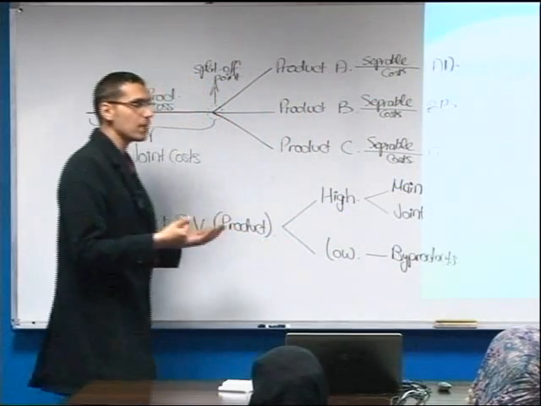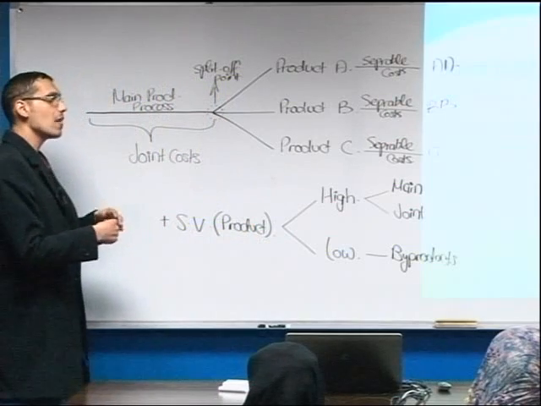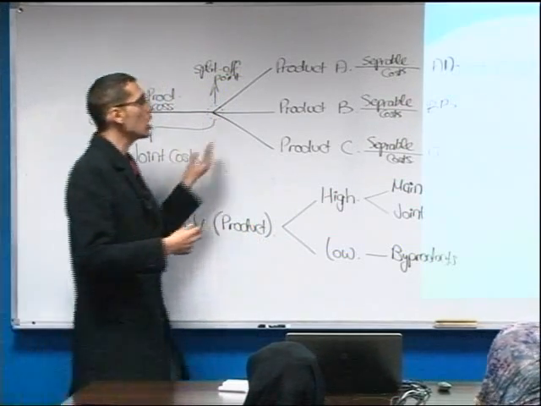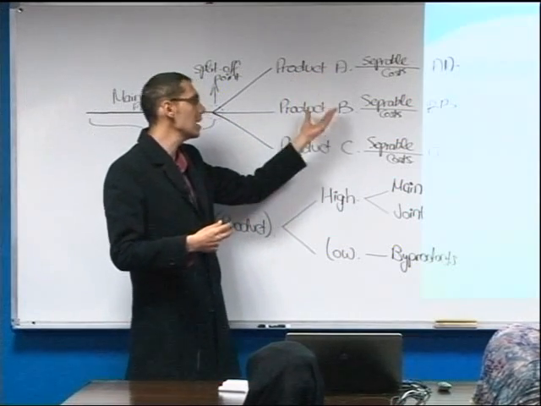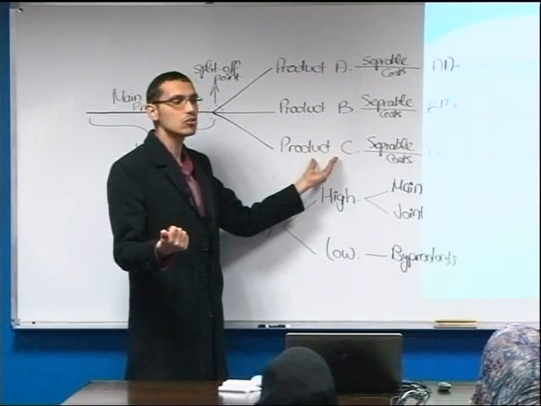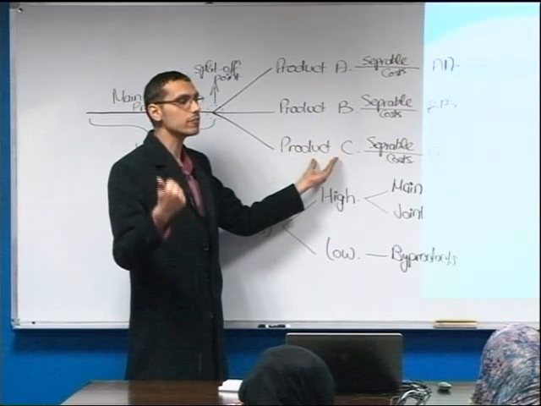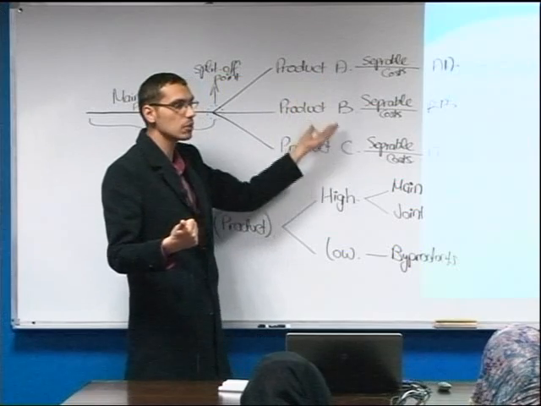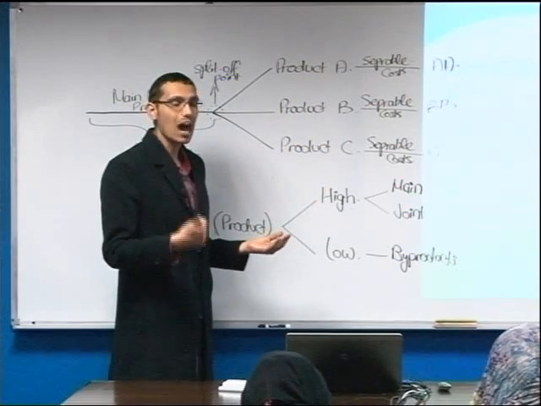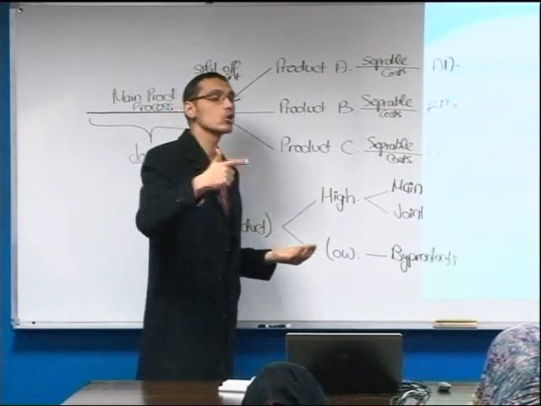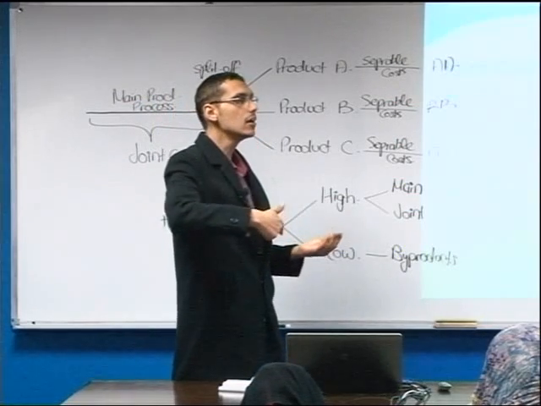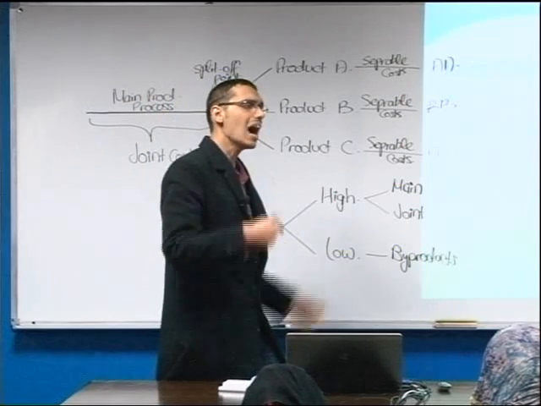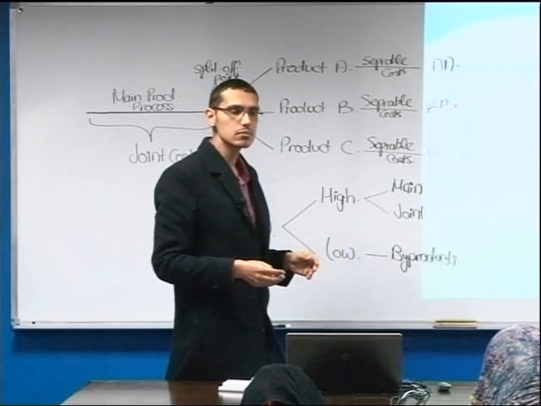Therefore, if I am not going to allocate the joint cost onto product A, product B and product C, how are we going to know the amount of inventory to be reported at the end of the year for each product? How are we going to know what is the cost of goods sold that should be designated or amounted in the income statement?